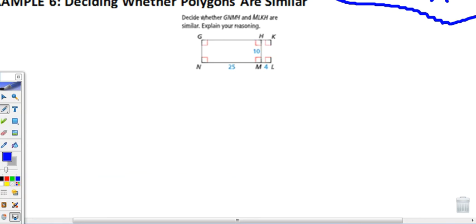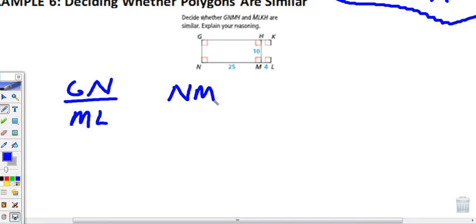They want to know, is GNMH similar to MLKH? Here's what I'm gonna set up. I'm gonna go with this part first. I'm not even gonna look at the diagram. I'm gonna go with what they want up here. So GN would correspond to what, kids? M L. Let's just do all the sides. Then NM would have to correspond to what? I'm reading these two right here. NM would have to correspond to what? ML.